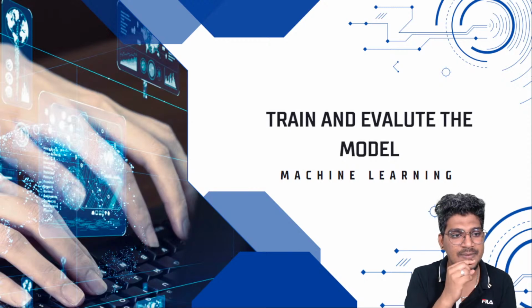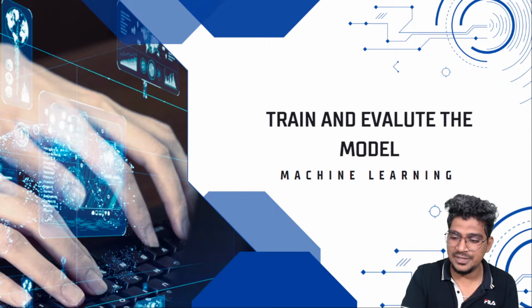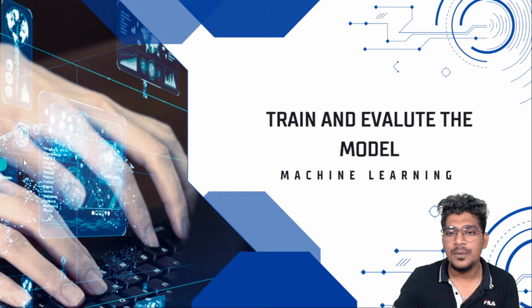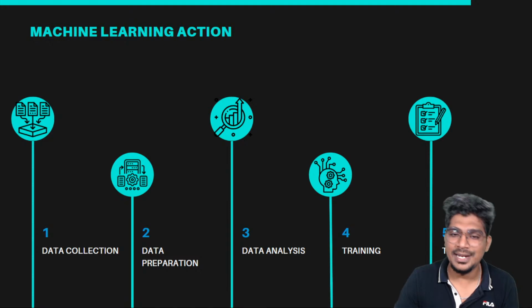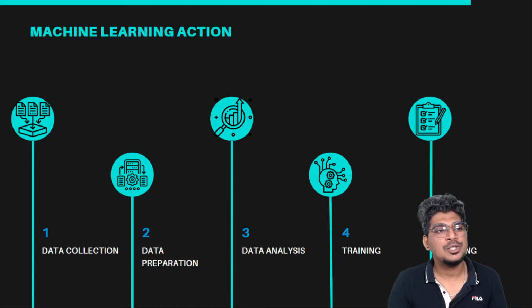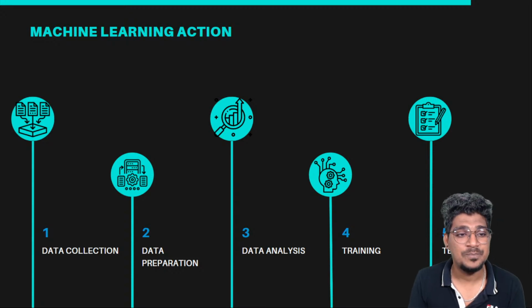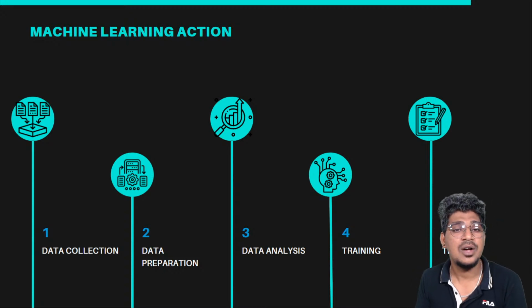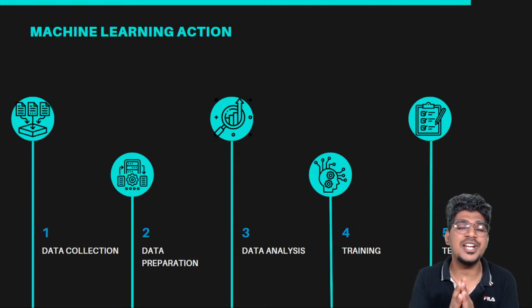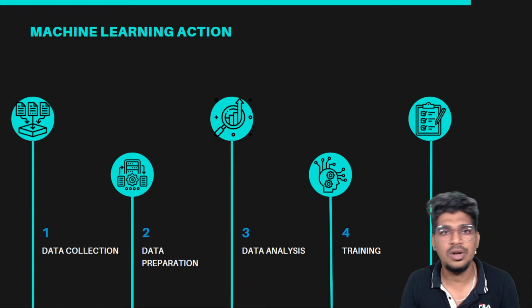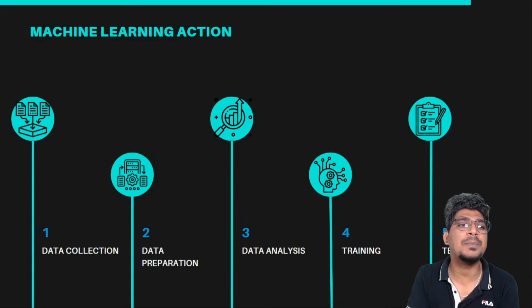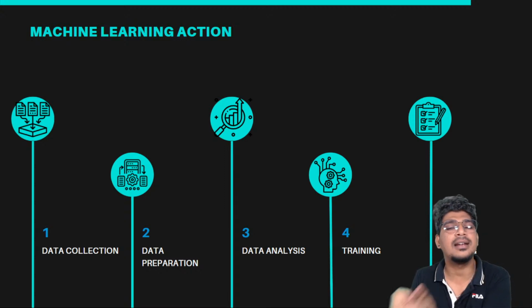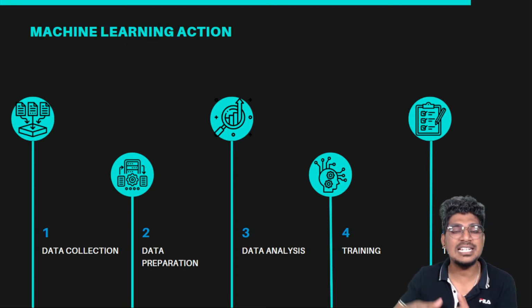So today, without delay, I am going to enter today's topic: create the model, train the model, and evaluate the model. What is the machine learning action exactly? We learned about this already. First, we need to identify the problem, or create the target. Then only can we collect the data related to our particular target. Then only it can be possible.